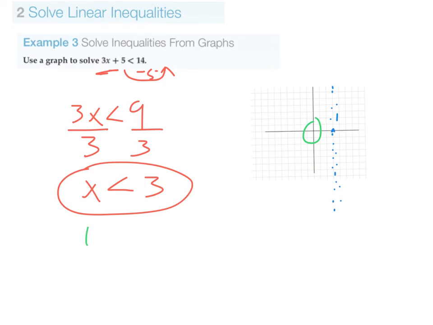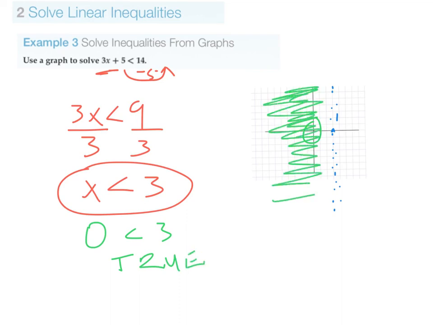And now we're going to test this 0. So I put 0 in, and is 0 less than 3? It is true. And so we're going to shade to that 0. So sometimes you get a line that's vertical, and sometimes you get one horizontal based off of this graph.